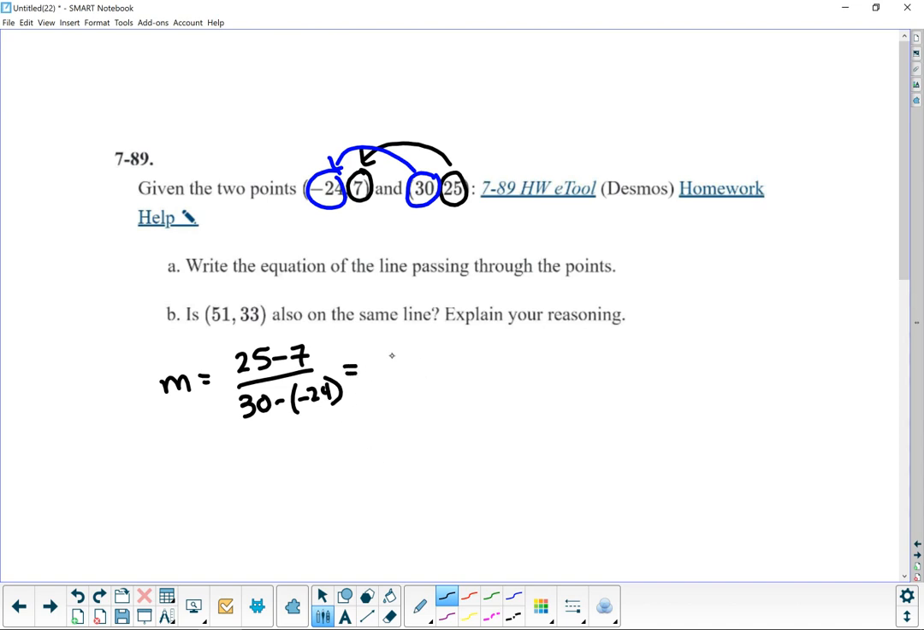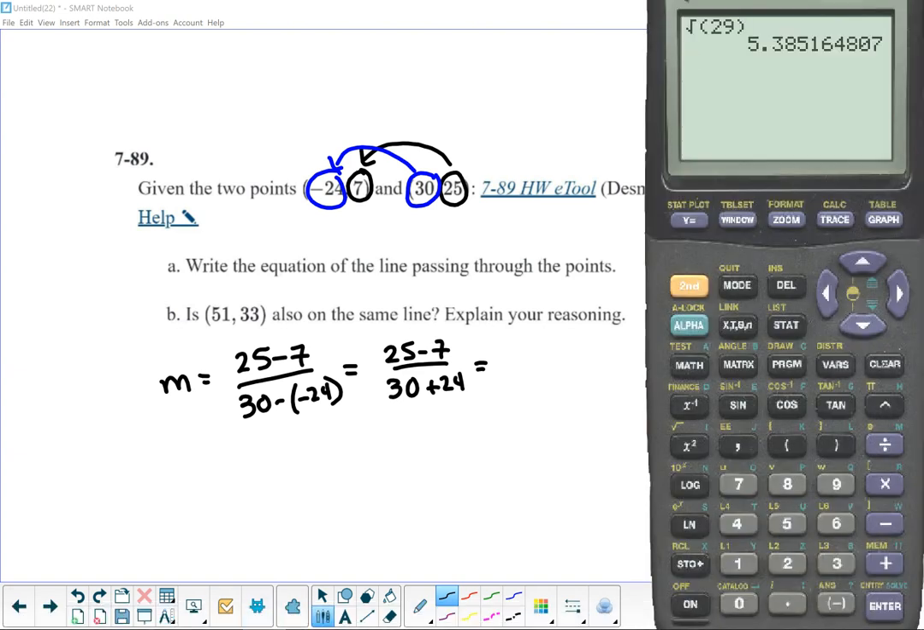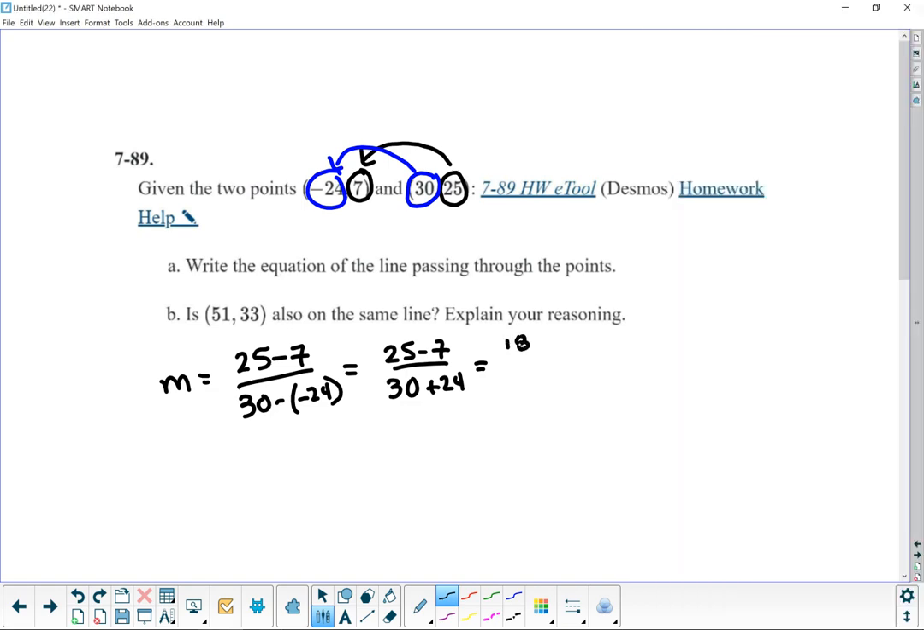So it'd be 25 minus 7, and then 30 minus a negative is 30 plus 24, right? And 25 minus 7, you can use a calculator for all this, makes 18, and 30 plus 24 makes 54. Right, so it's 18 over 54. Then you're just going to go ahead and reduce it down as much as you can.